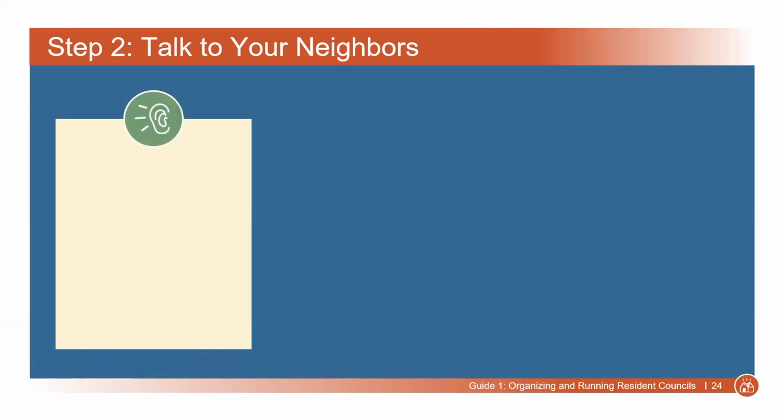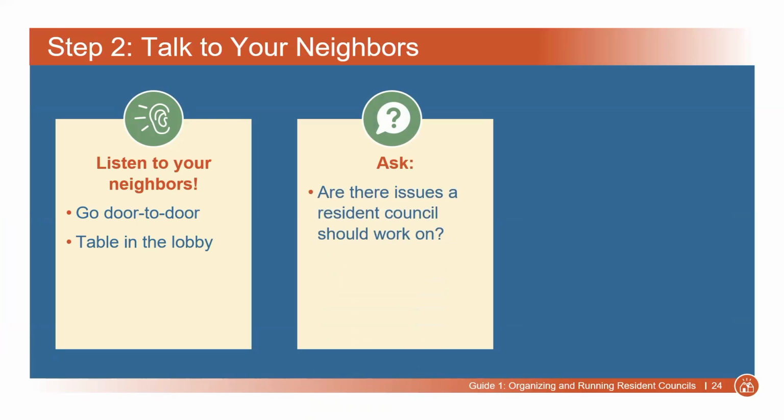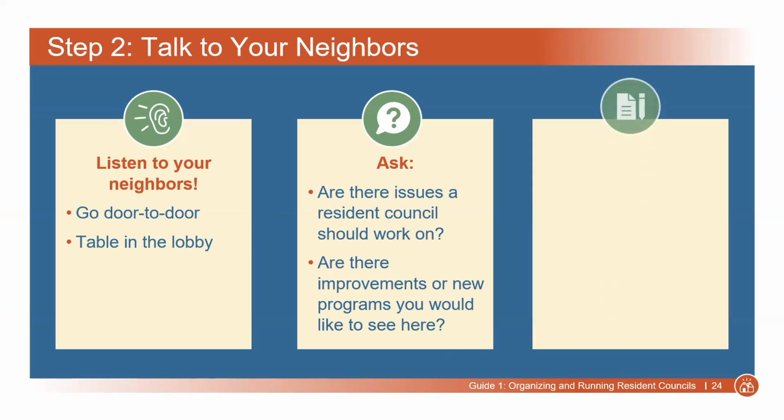Step 2, talk and listen to your neighbors. Go door to door or have a table in the lobby or another prominent place and talk to your neighbors about forming a resident council. Find out what people's concerns and interests are. You can ask neighbors, are there issues a resident council should work on? Are there improvements or new programs you would like to see? Note any issues that should be addressed at the first meeting.